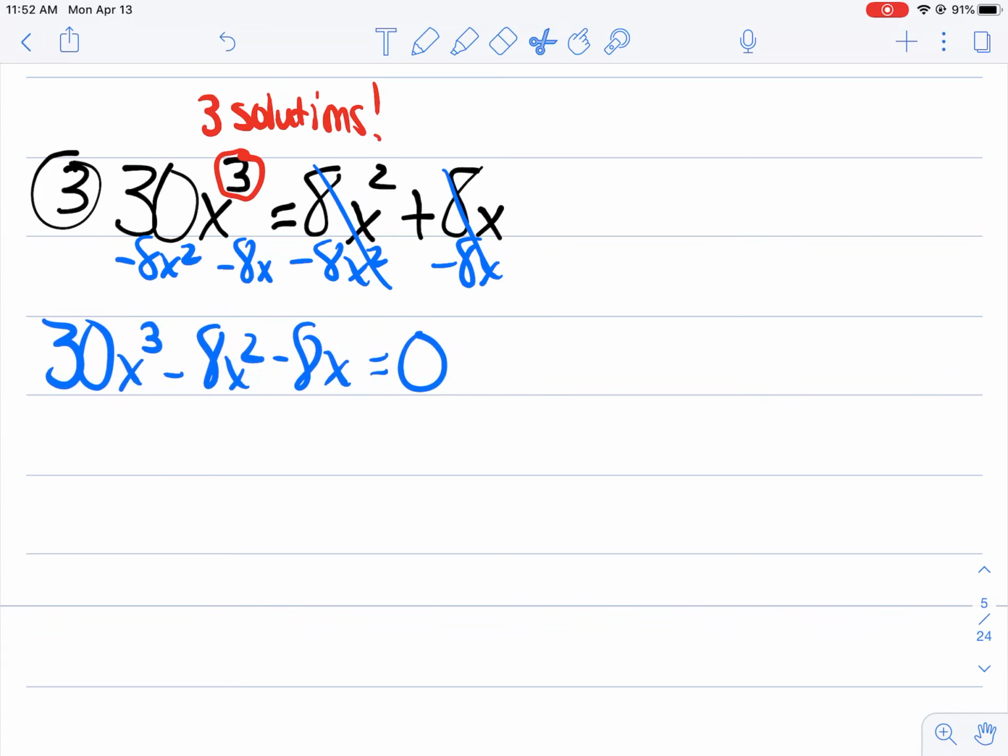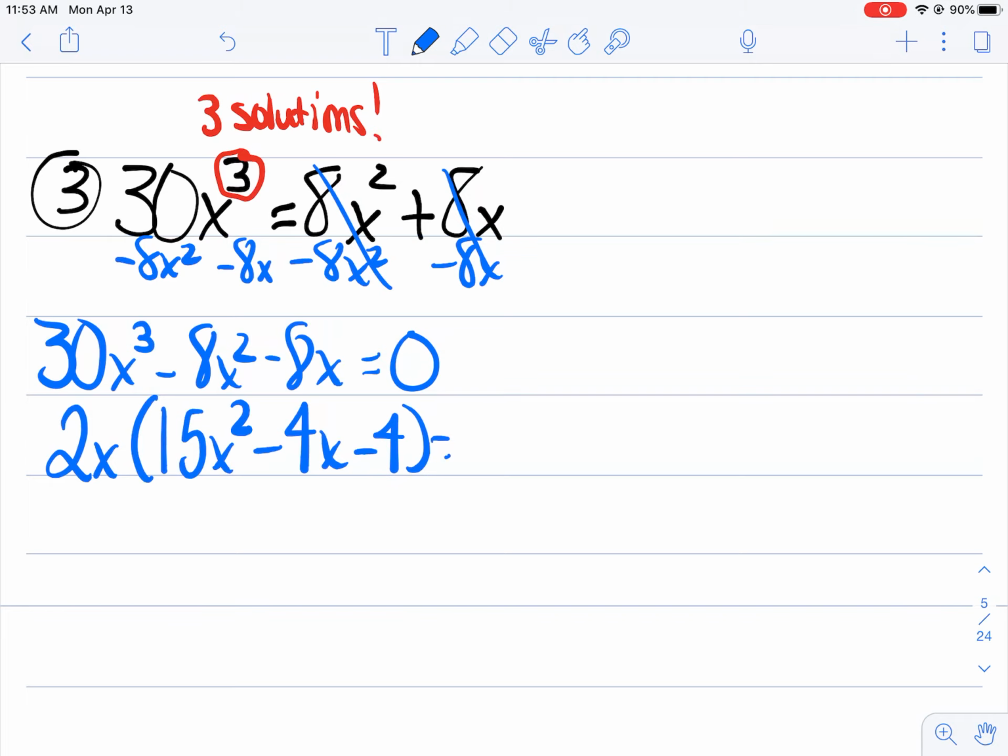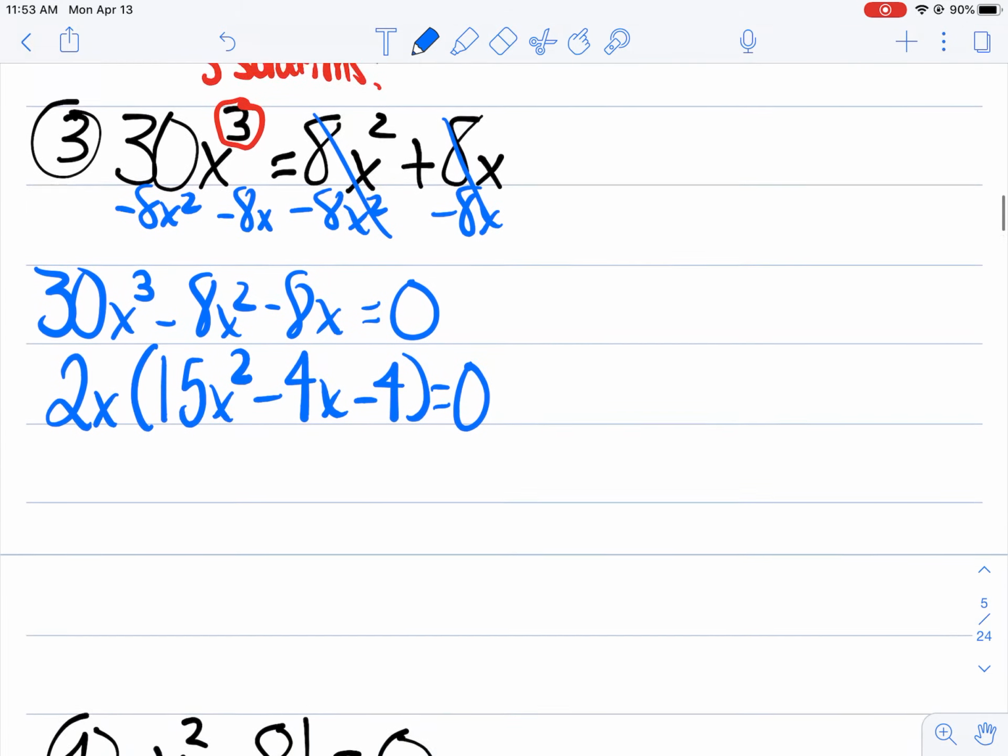Okay? Now, if you remember our factoring techniques, you should remember that the very first thing we always look for when we factor is a greatest common factor. So, I'm looking at the terms, okay, and it looks to me like the GCF of the numbers, 30 and 8, is a 2, and there's an x at least shared in each of the terms, so the GCF is going to be 2x. And when I factor out 2x, I have 15x squared minus 4x minus 4 equals 0. Okay?